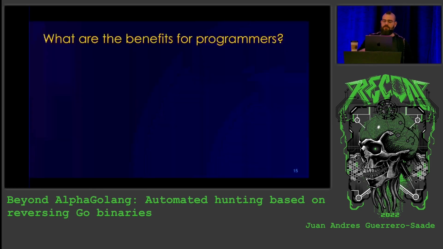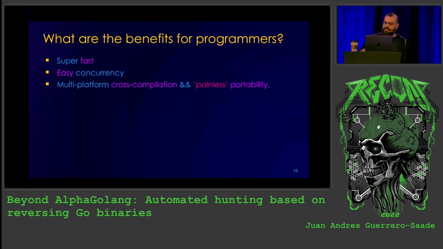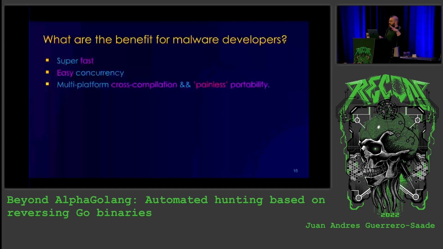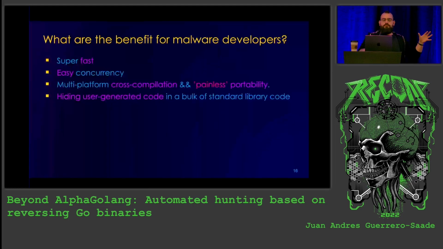which can be very good for us, right? So the benefits for programmers is that it's very fast, concurrency is super easy, and in theory, it's multi-platform, cross-compilable, and it has painless portability. We're going to see how that breaks down for some of the malware folks, but that's the pitch. The benefits for malware developers are all of that, plus you can hide your user-generated code in a bulk of standard library code. So you're looking at a 17 megabyte binary that has like 50 user-generated functions.